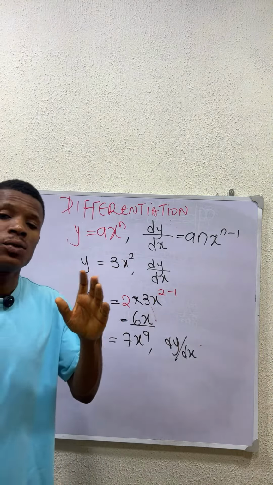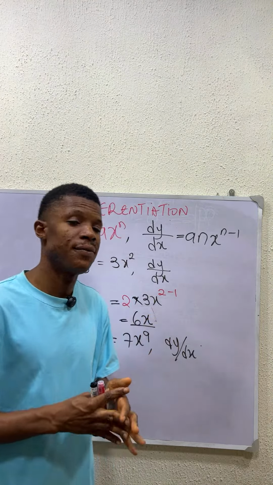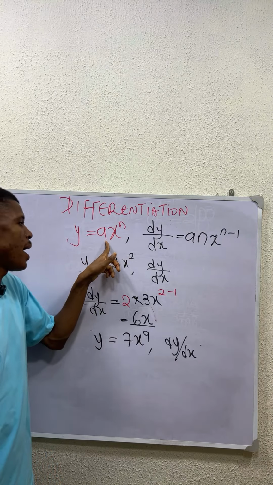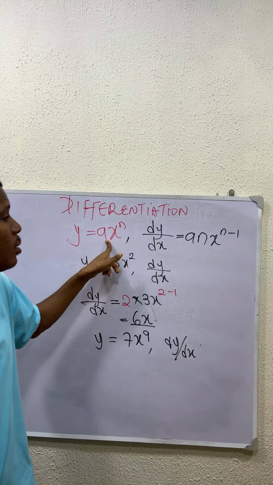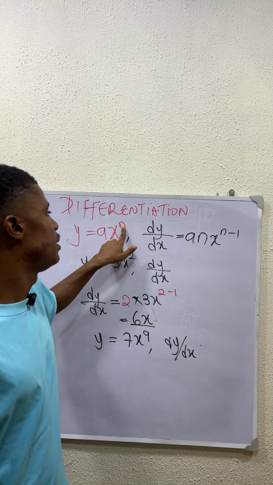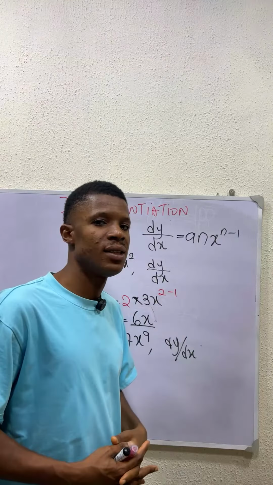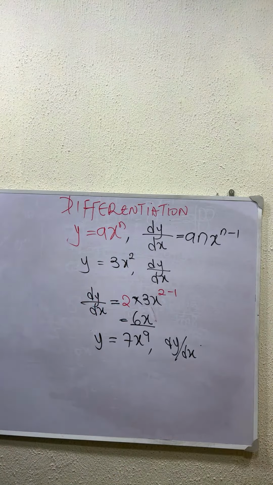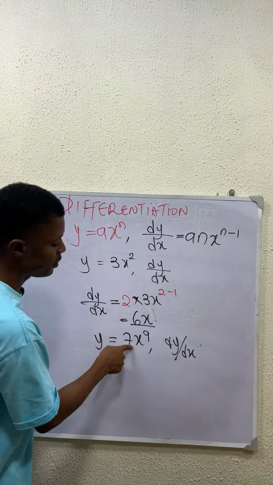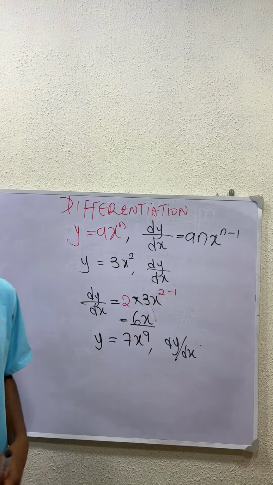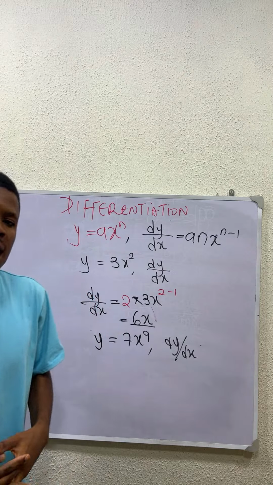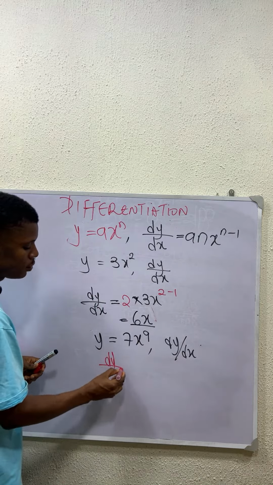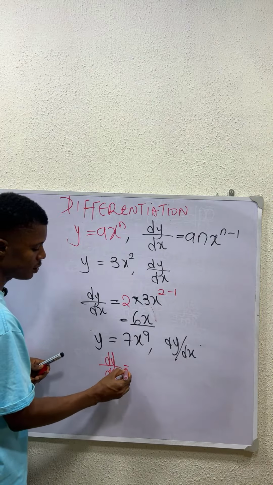I told you that whenever you are trying to differentiate a function y with respect to x, where a can be an integer that mustn't be 0, and n can be positive or negative integers. So for us to differentiate 7x to the power 9, differentiating y with respect to x is very, very simple.